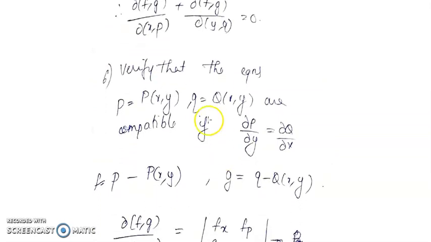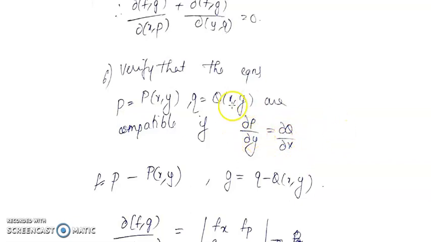And the next question is verify that the equations p equal to p of xy, q equal to q of xy are compatible if dou p by dou y equal to dou q by dou x. So here also compatibility condition we will find out. The compatibility condition holds if dou p by dou y equal to dou q by dou x.